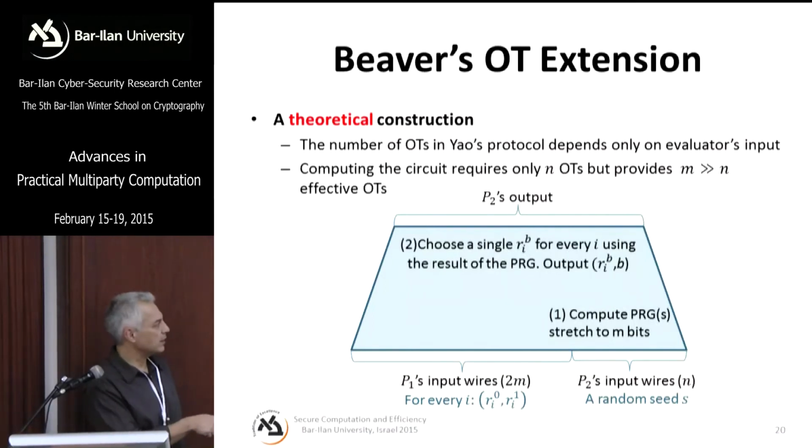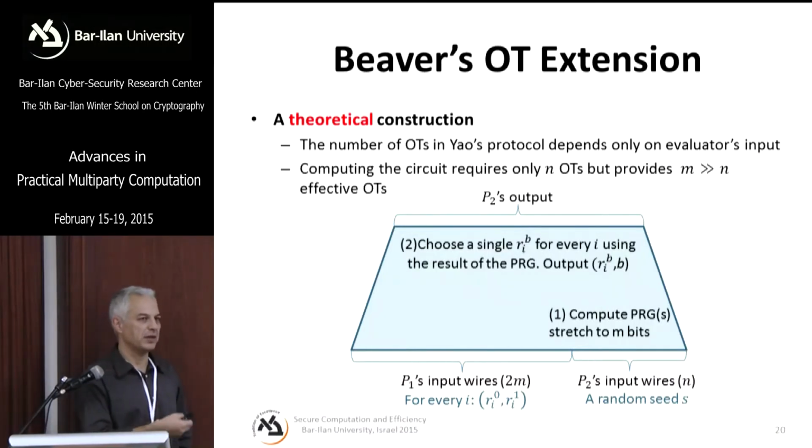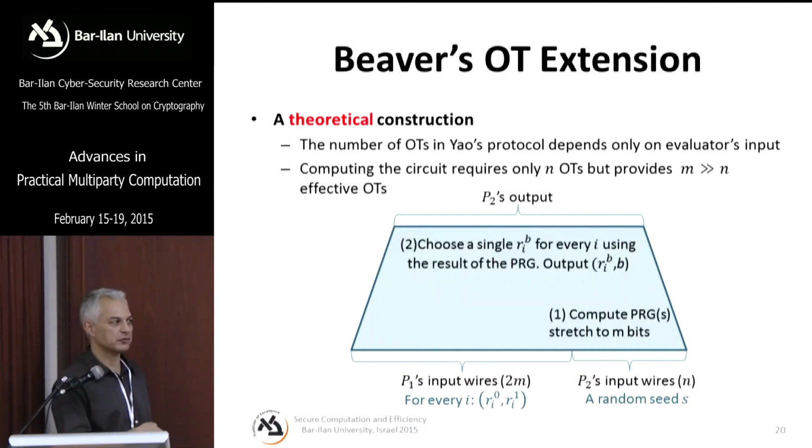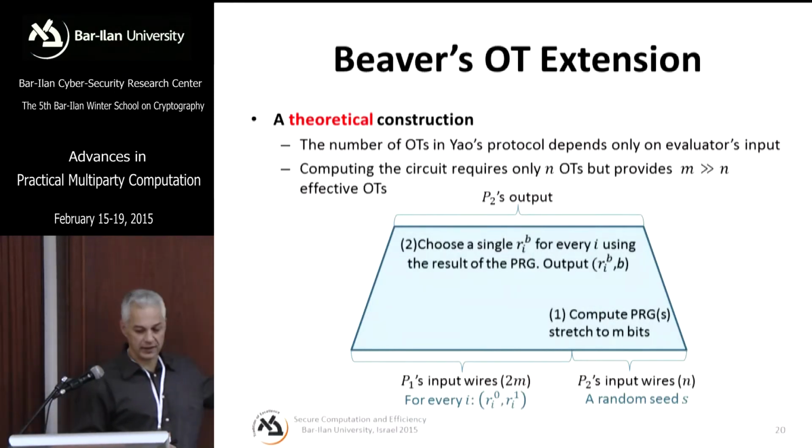Now, I'll describe what the circuit is going to do in a minute, but when computing a circuit with Yao's protocol, we do an oblivious transfer for each input of the receiver, P2. So the number of oblivious transfers we have to compute to evaluate this circuit is one for each input of P2. So we'll only have to do 128 oblivious transfers to compute this circuit.